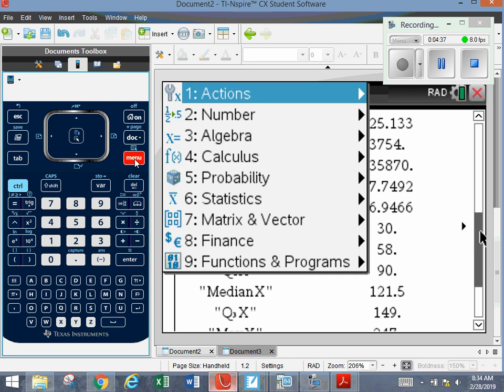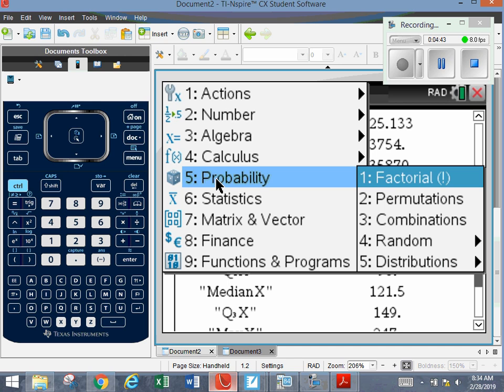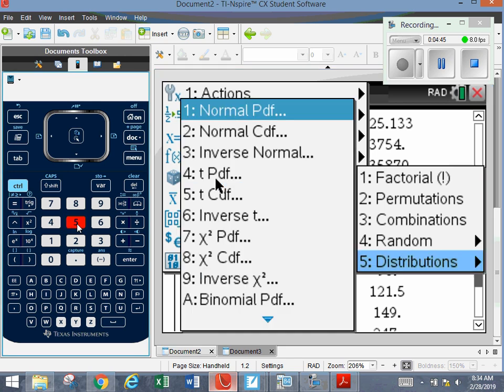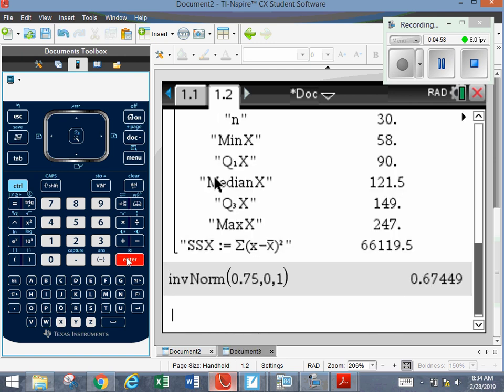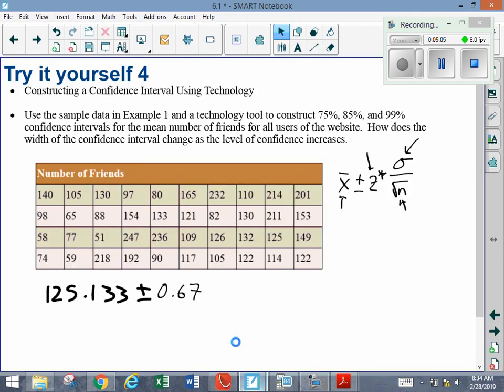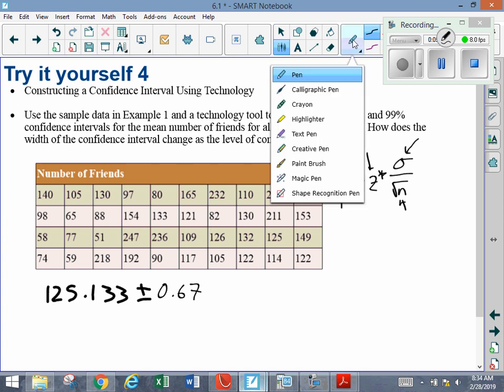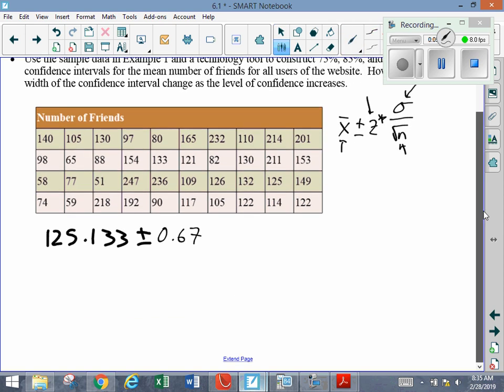So I hit menu, probability. We'll go distributions. And we'll use the inverse normal. The area we're looking for is 0.75. And we'll leave the mean and standard deviation at 0 and 1 because we're getting a standard normal calculation. So we get 0.674. A little better. So let's stick with that. It's more exact. 0.674. All right.